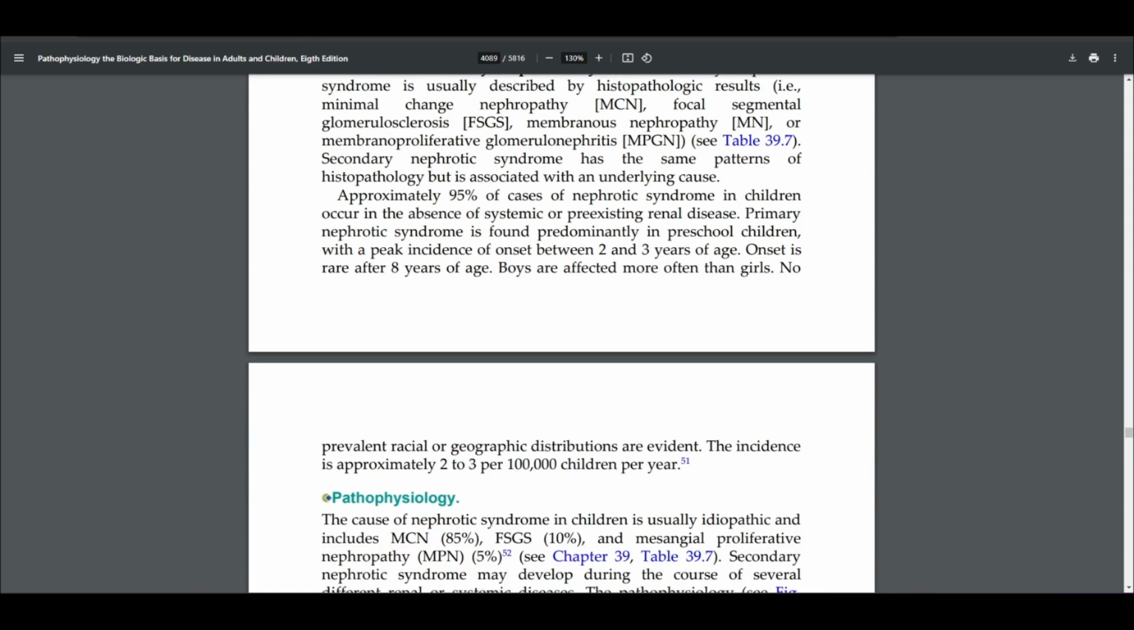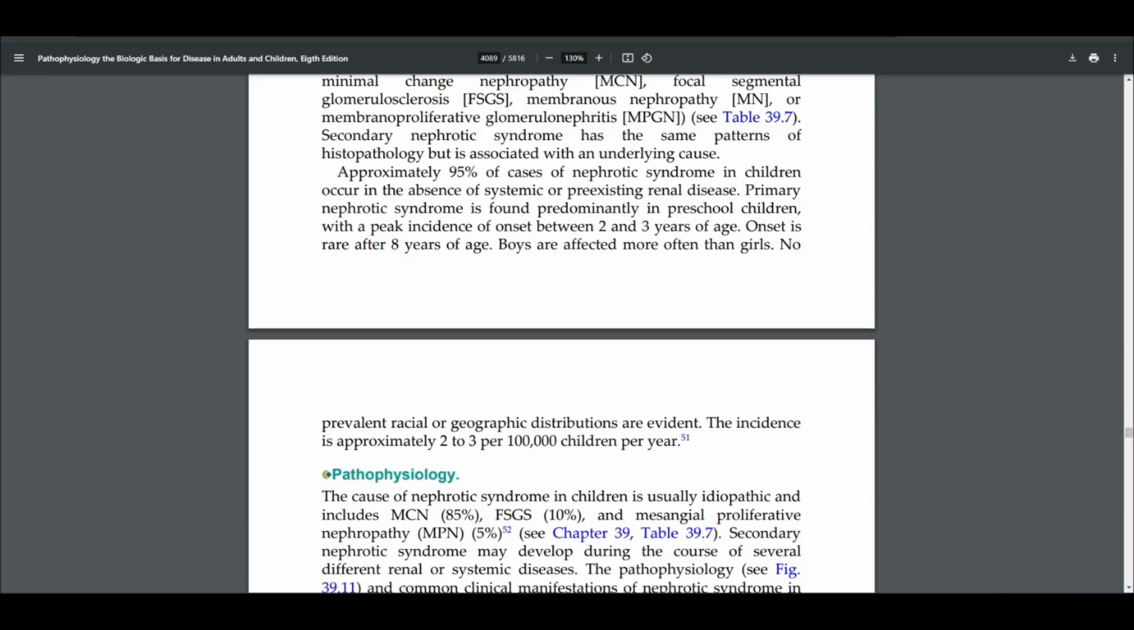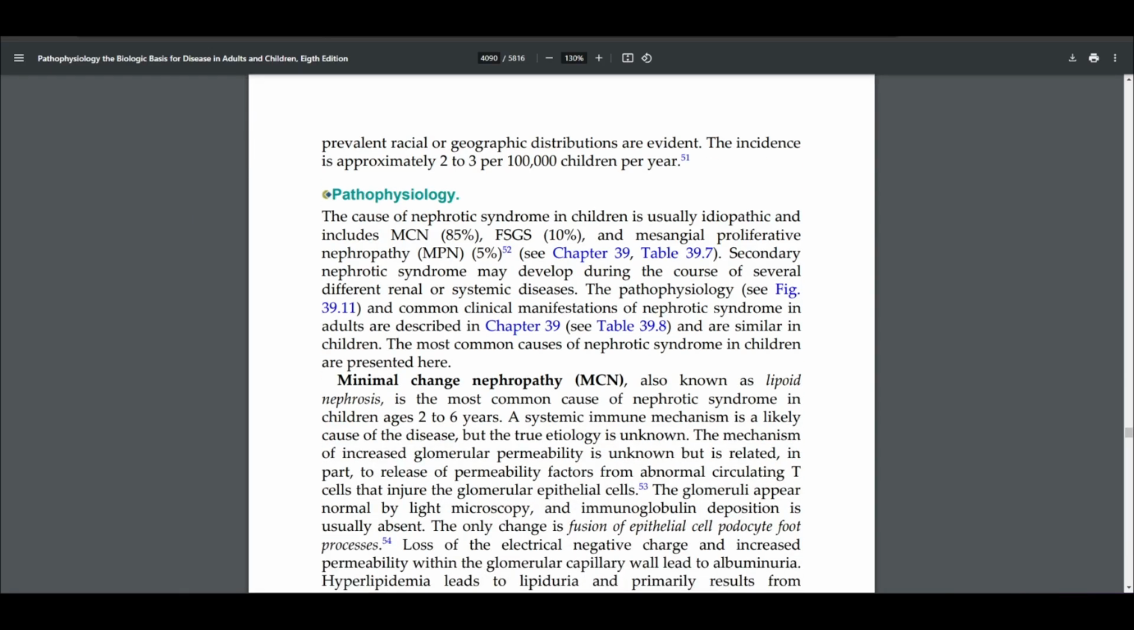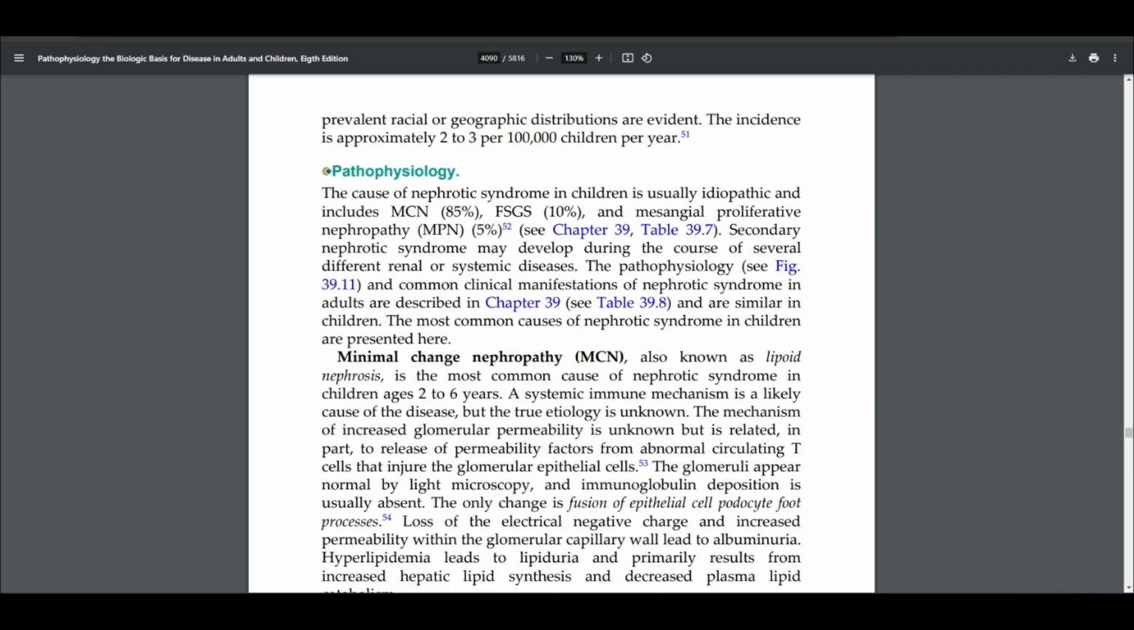Approximately 95% of cases of nephrotic syndrome in children occur in the absence of systemic or pre-existing renal disease. Primary nephrotic syndrome is found predominantly in preschool children, with a peak incidence of onset between 2 to 3 years of age. Onset is rare after 8 years of age. Boys are affected more than girls. No prevalent racial or geographic distribution is evident. The incidence is approximately 2 to 3 children per 100,000 annually.